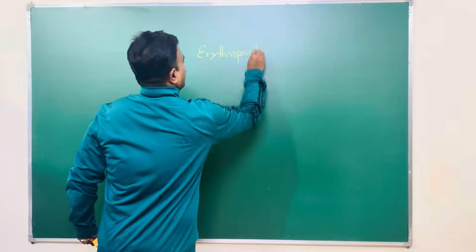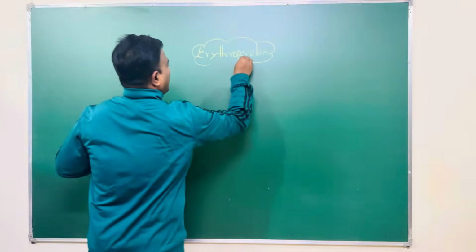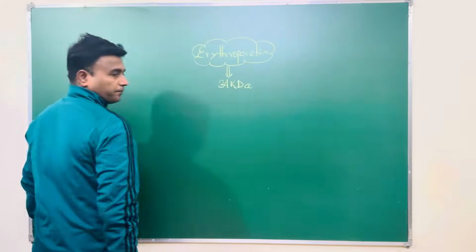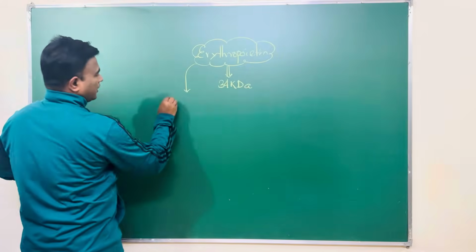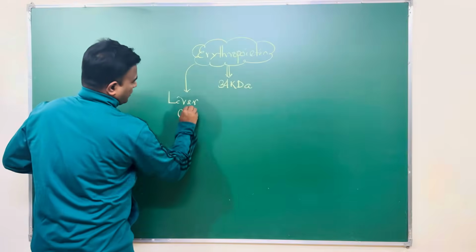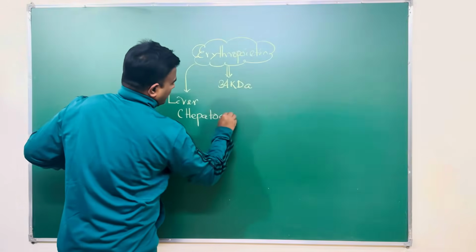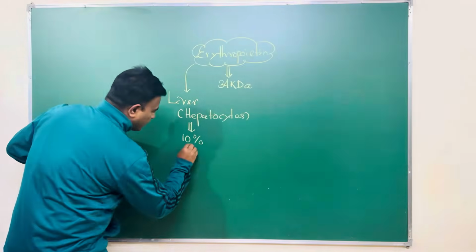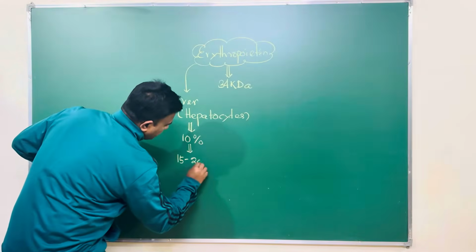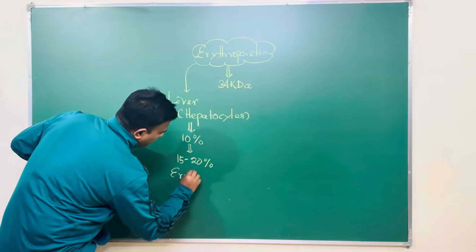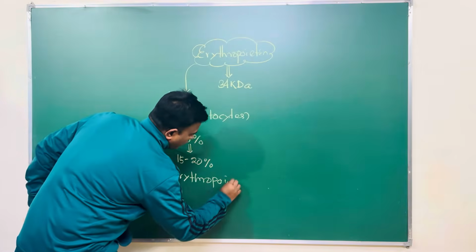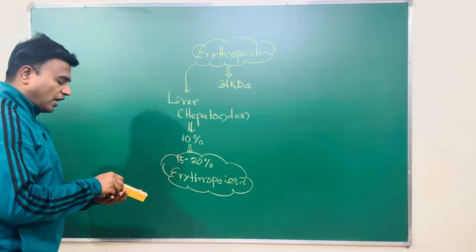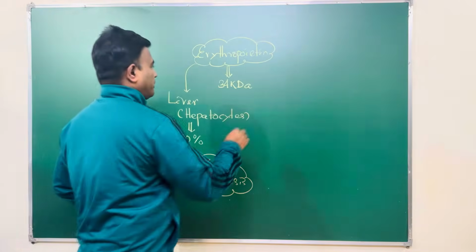Erythropoietin, as I told, is a glycoprotein hormone of 34 kilodalton molecular weight. This hormone is secreted from the liver, that is hepatocytes, and accounts for only 10% and carries out 15 to 20% of erythropoiesis in routine life. That means the hepatic erythropoietin is not that important like the renal erythropoietin.